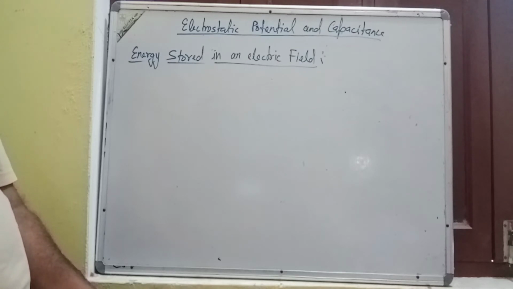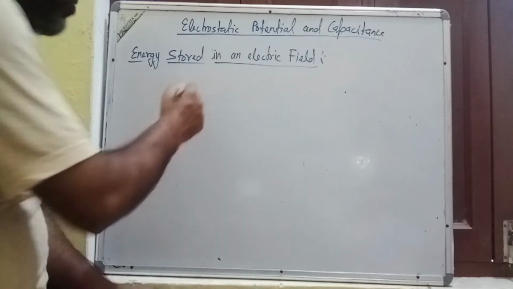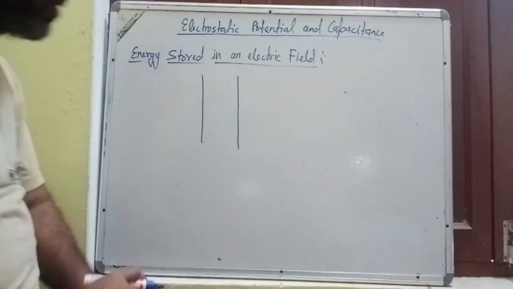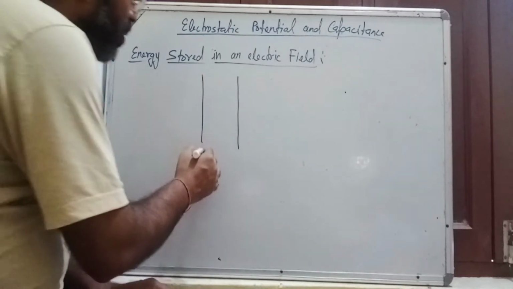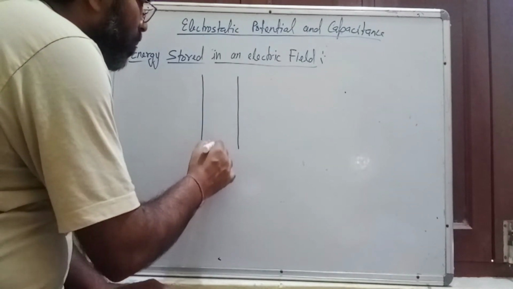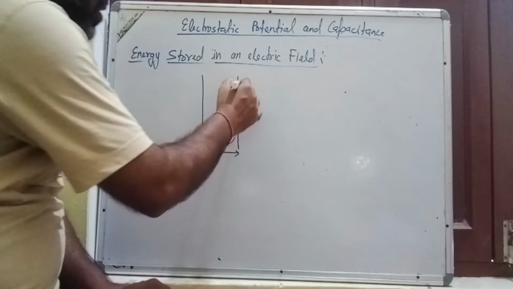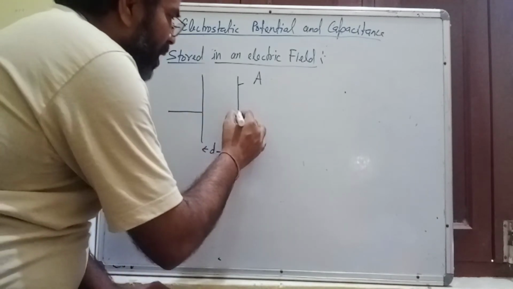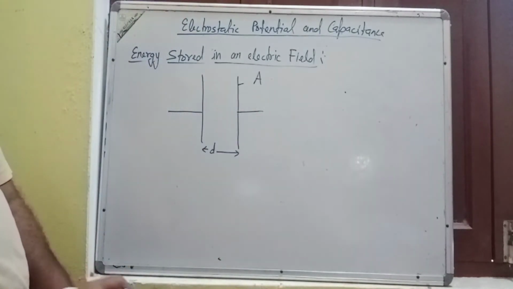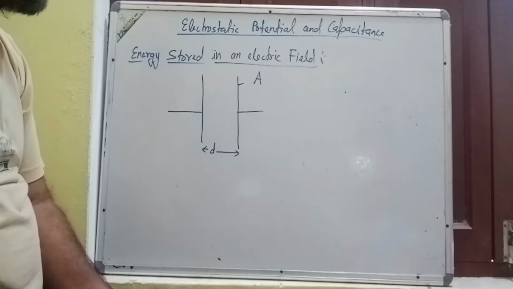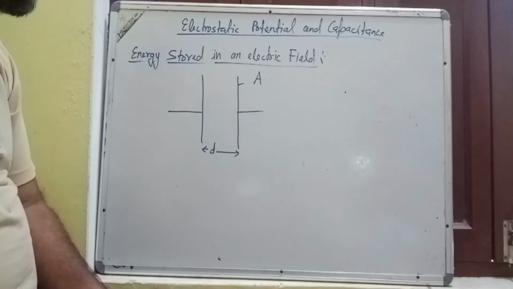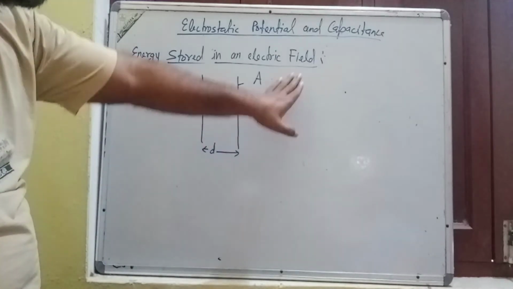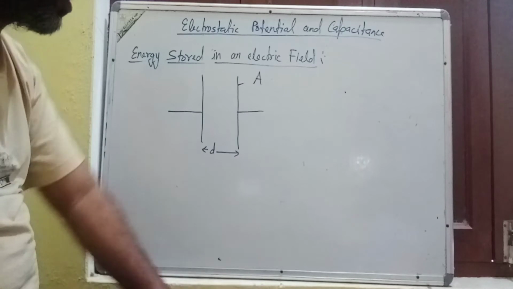To understand this, let us suppose we have a parallel plate capacitor. The distance between the plates is small d, the area of the plate is capital A, and this capacitor is uncharged. Our aim is to find out the energy stored in this parallel plate capacitor when an electric field is established between its plates.